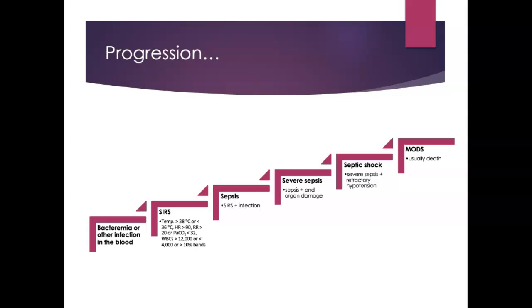If we look at what sepsis is, it is SIRS plus the infection. Severe sepsis is sepsis and end organ damage. Septic shock is severe sepsis and refractory hypotension, so those are the later stages of sepsis. And then MODS is multi-organ dysfunction syndrome, and that is usually where you see the high mortality rates.